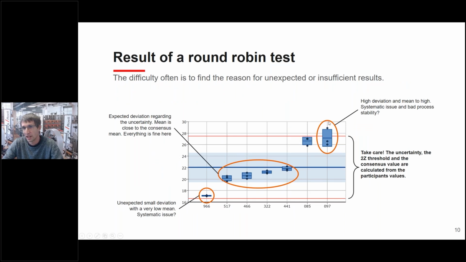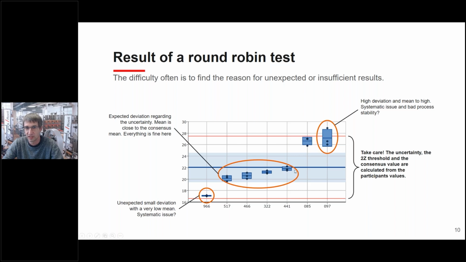For example, the lab on the upper right side here is in average too high. This is an indicator for a systematic issue, and also the deviation is a little bit higher than others. So they have some issues in the stability of their processes, and they have a systematic issue. On the other hand, we have here a lab that is producing low values, still just within 2 sigma, but typically they start to do something so that they never leave the 2-sigma boundary. And here also it's a systematic issue.